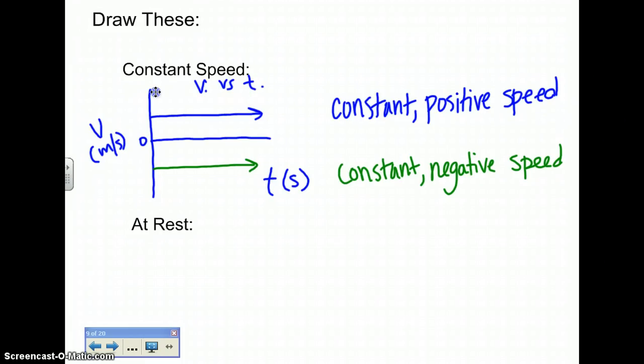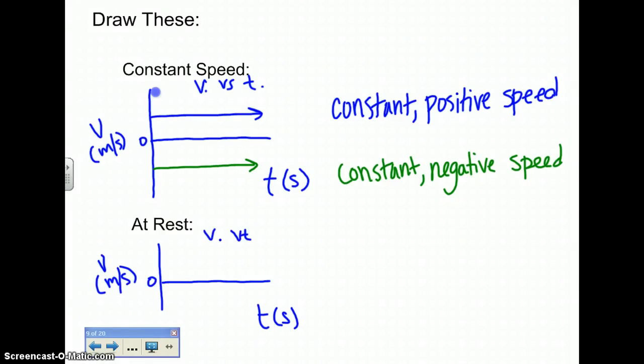Okay, at rest then would just simply show you that you were stopped at a red light, and if you're stopped at a red light, then you have no velocity. So you would travel right on your x-axis.